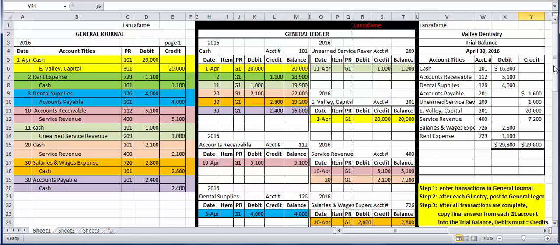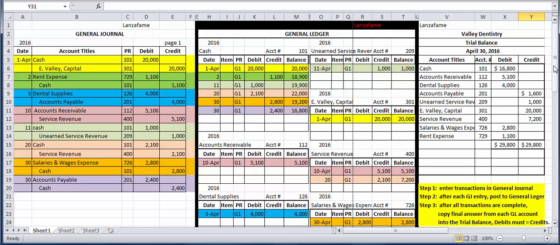I could have accidentally put something that was supposed to be in, let's say, service revenue, in unearned revenue, and my debits still would have equaled my credits. But if I wrote a number wrong, or did math incorrectly, this trial balance will tell me what I did wrong.